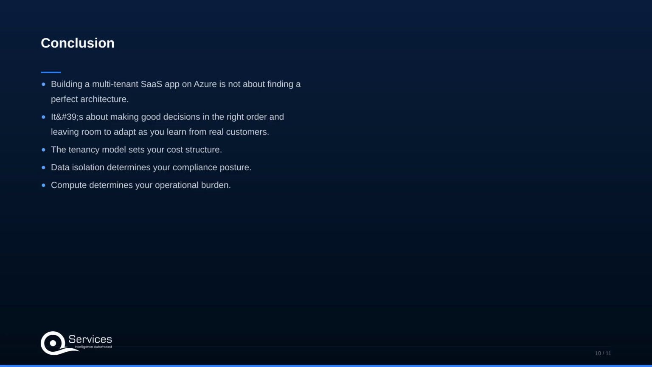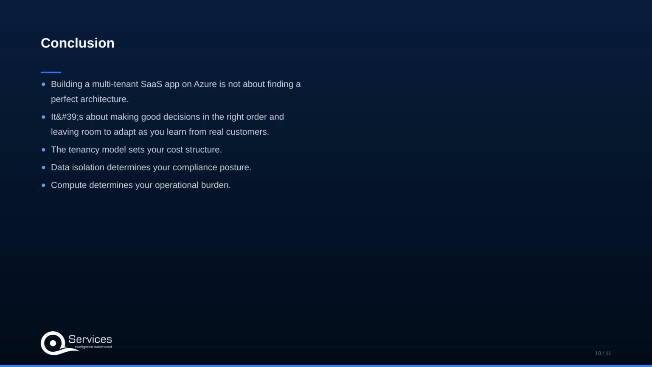Let's talk about conclusion. Building a multi-tenant SaaS app on Azure is not about finding a perfect architecture. It's about making good decisions in the right order and leaving room to adapt as you learn from real customers. The tenancy model sets your cost structure. Data isolation determines your compliance posture. Compute determines your operational burden. Authentication determines how well you can sell into enterprise accounts.